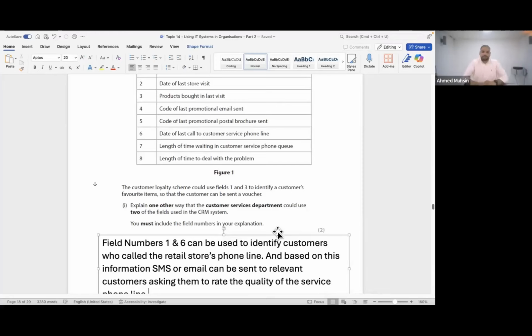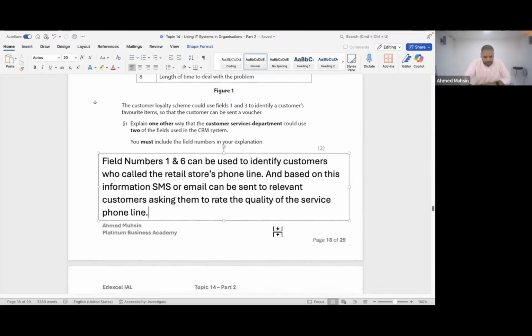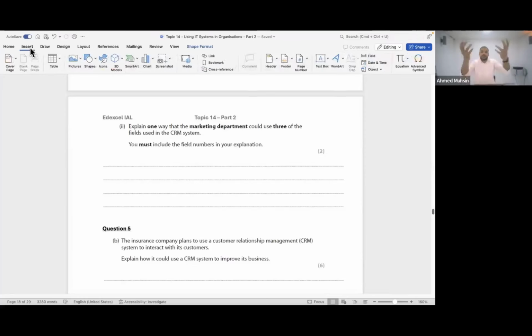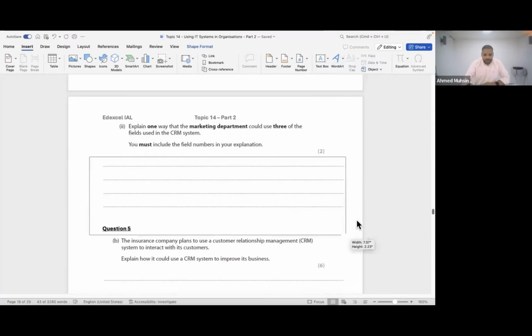Okay? Right. If you read the next question, it says, explain one way that the marketing department could use 3 of the fields in the CRM system. Marketing department. This is a department that basically promotes, creates awareness of what the supermarket retail store does. So, marketing works towards increasing sales, no? So what can they do with 3 fields?